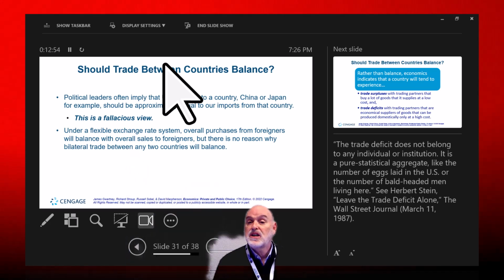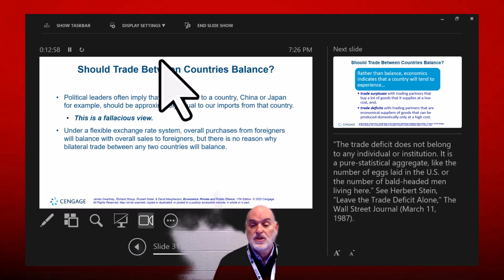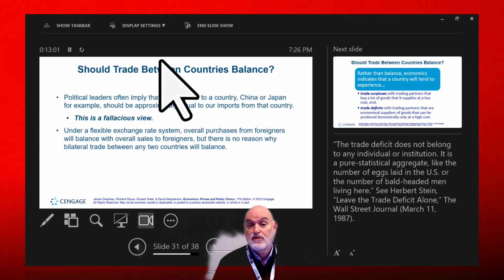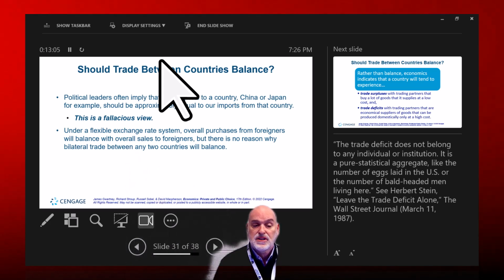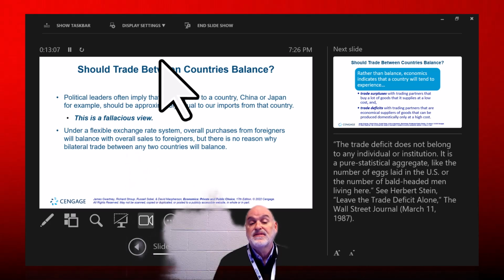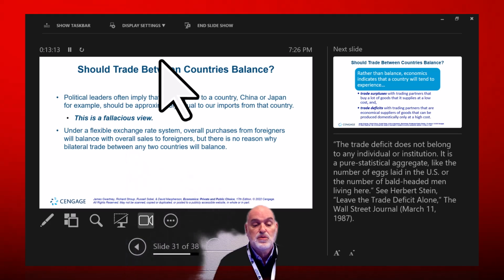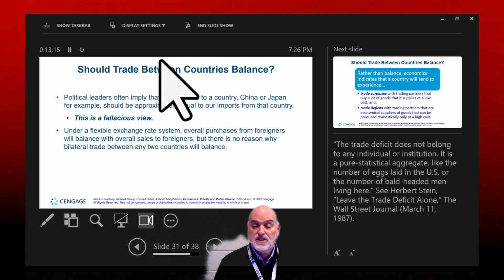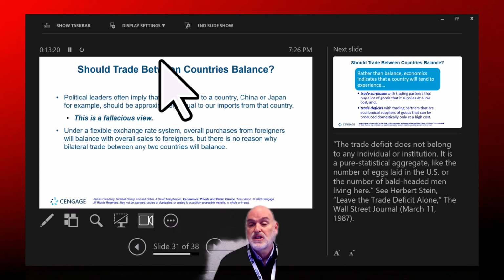Should trade between countries balance? Political leaders often imply that U.S. exports to a country, China or Japan for example, should be approximately equal to our imports from that country. This is a fallacious view. Under a flexible exchange rate system, overall purchases from foreigners will balance with overall sales to foreigners, but there is no reason why bilateral trade between any two countries will balance.